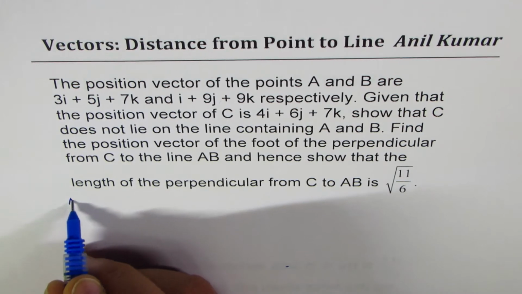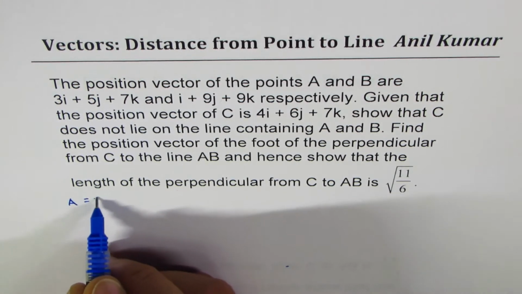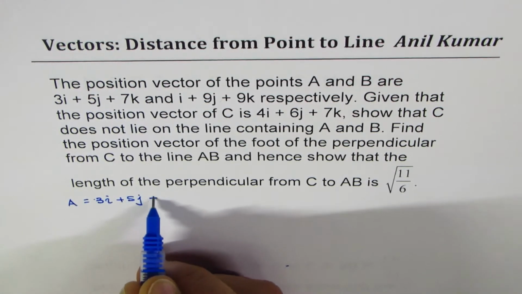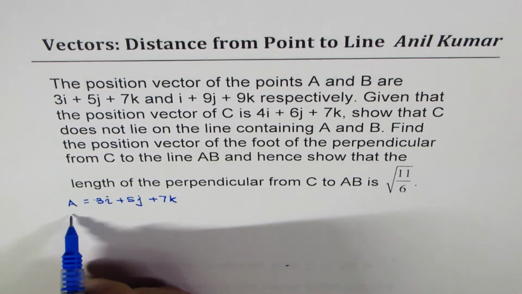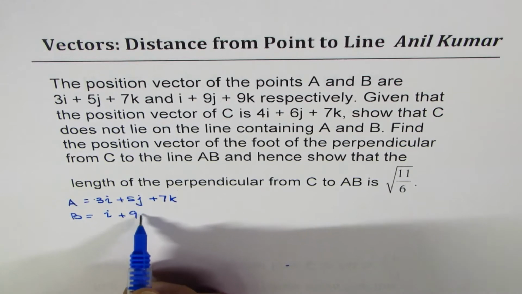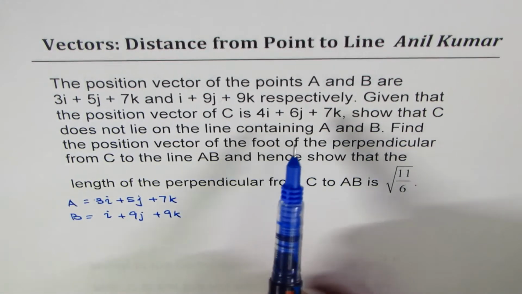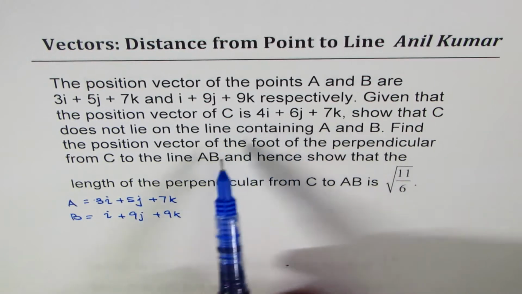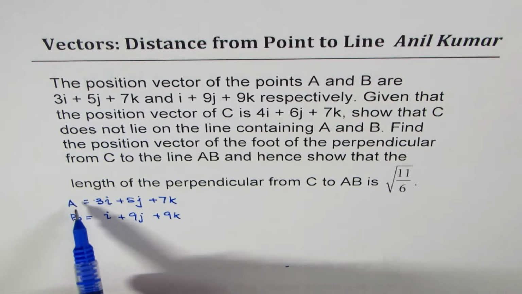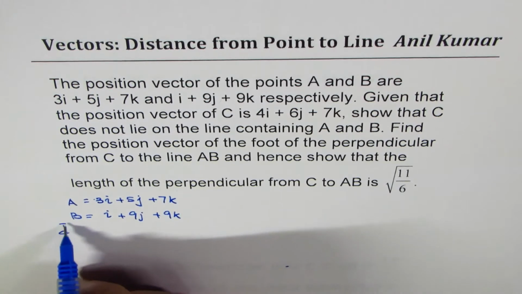So we are given points A and B. Point A is given to us as 3i plus 5j plus 7k, and B is given as i plus 9j plus 9k. Now, to show that C does not lie on the line AB, what we can do is find the direction vector for AB, right? So let's find the direction vector AB.